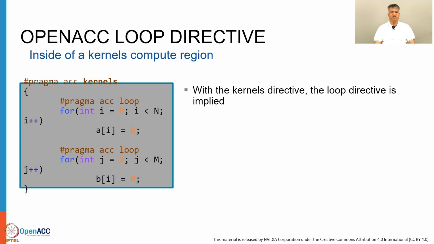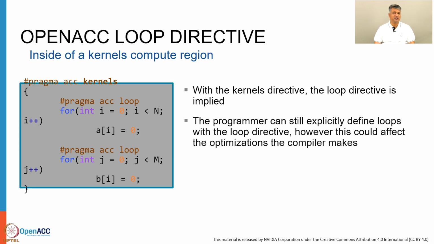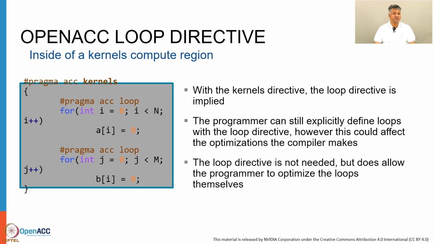If I use the kernels approach where I mark the region using kernels, the loop directive is implied. The programmer can still explicitly define the loops with the loop directive. However, this could affect how the optimization of the compiler happens. The loop directive is not needed but does allow the programmer to optimize the loop themselves. In this directive, the compiler decides on how to parallelize the kernel section.